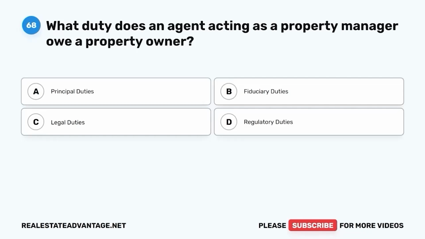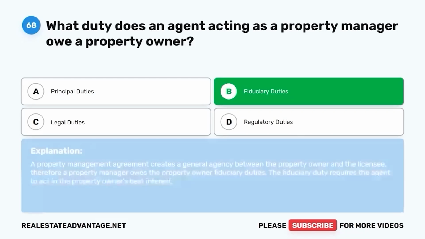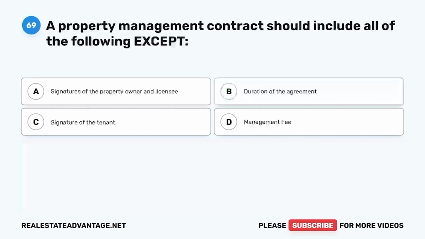A. Principal duties. B. Fiduciary duties. C. Legal duties. D. Regulatory duties. The correct answer is B. Fiduciary duties. A property management agreement creates a general agency between the property owner and the licensee. Therefore, a property manager owes the property owner fiduciary duties. The fiduciary duty requires the agent to act in the property owner's best interest.